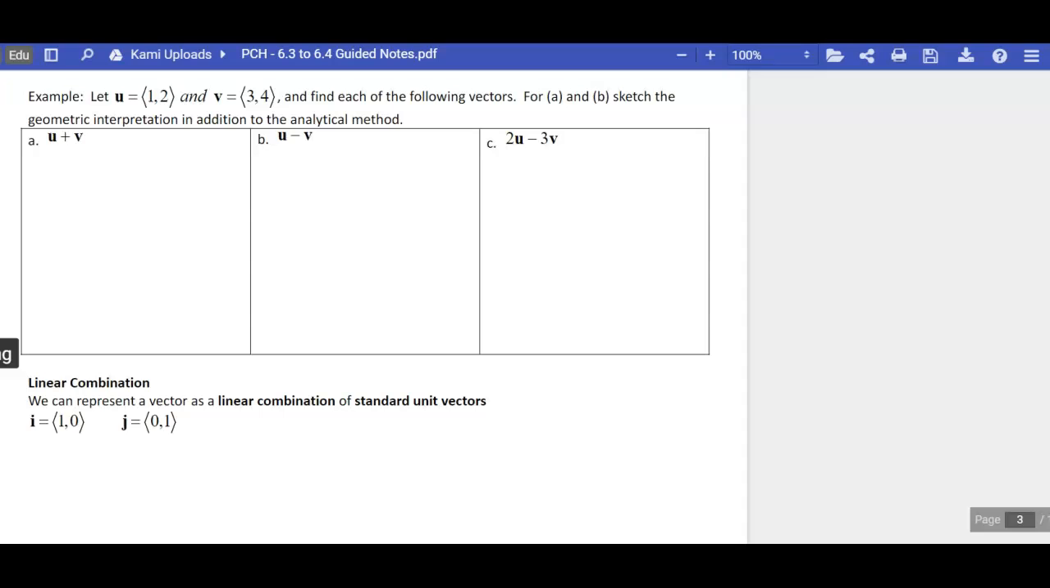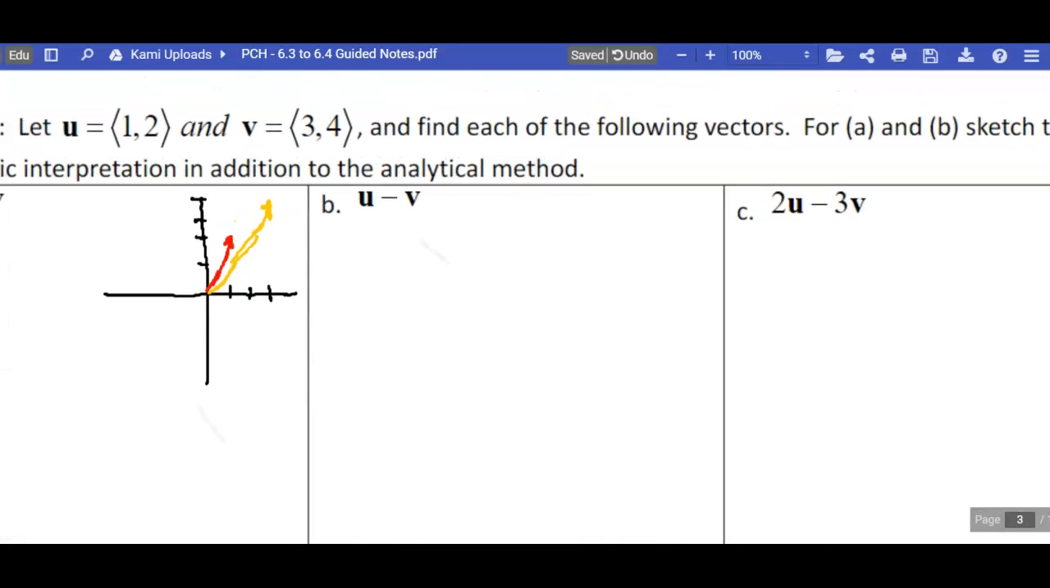So let's start with our picture. I'm just going to draw a little sketch here. Let's make vector u is 1, 2. So let's put that about here. Let's draw in some hash marks here. And vector v is 3, 4. Let's put that in orange. So 3, 4 is going to be right about here. Zoom in a little bit here.